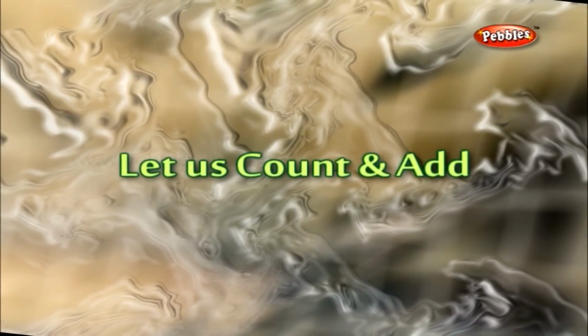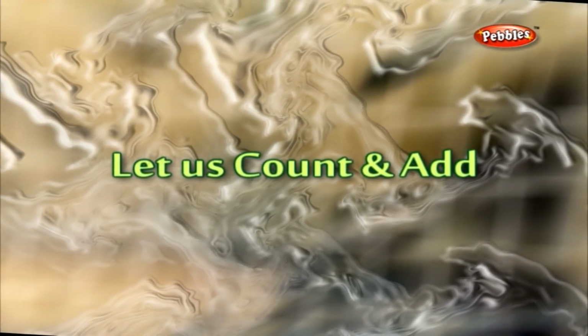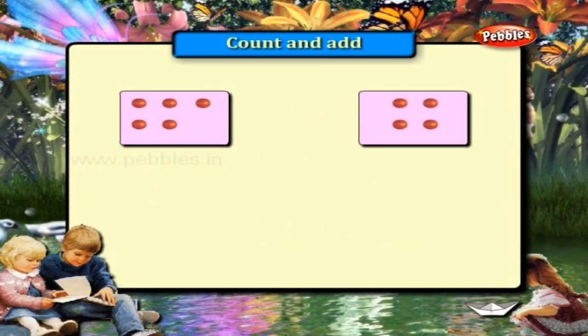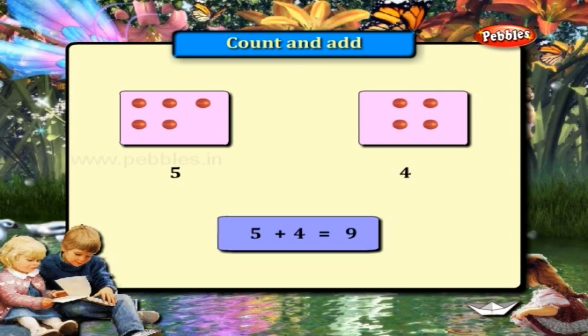Now let us count and add. Let us count the number of dots in this box. 1, 2, 3, 4, 5. And in this box, 1, 2, 3 and 4. So 5 plus 4 is equal to 9.